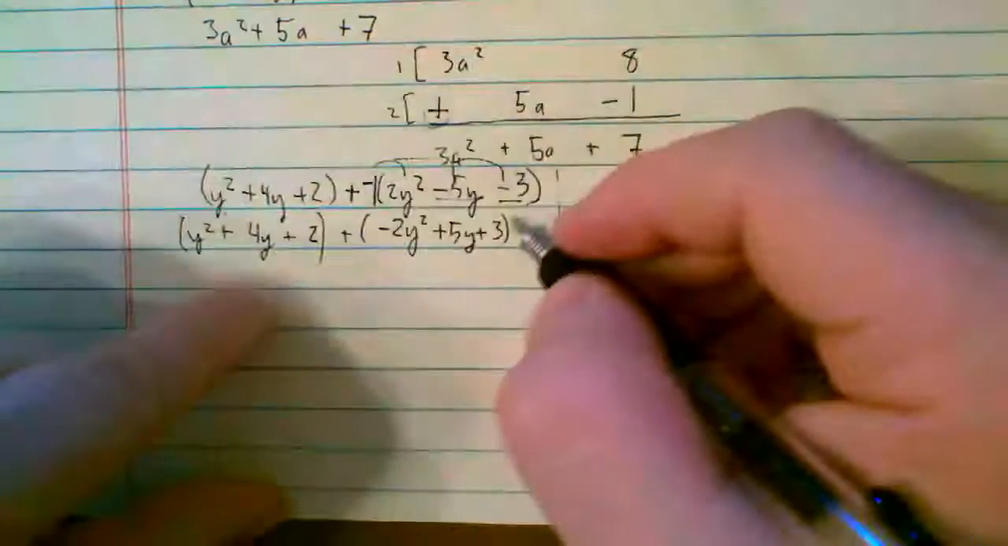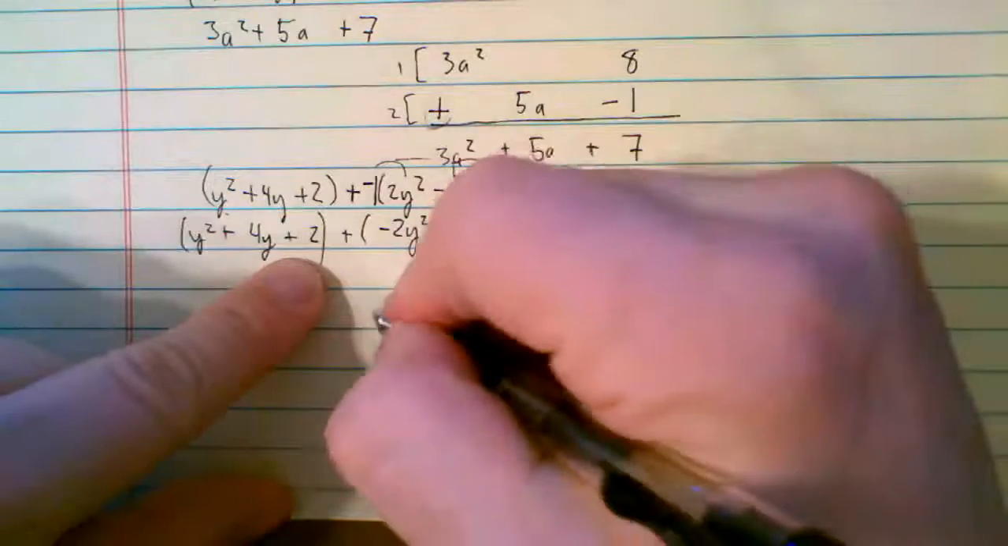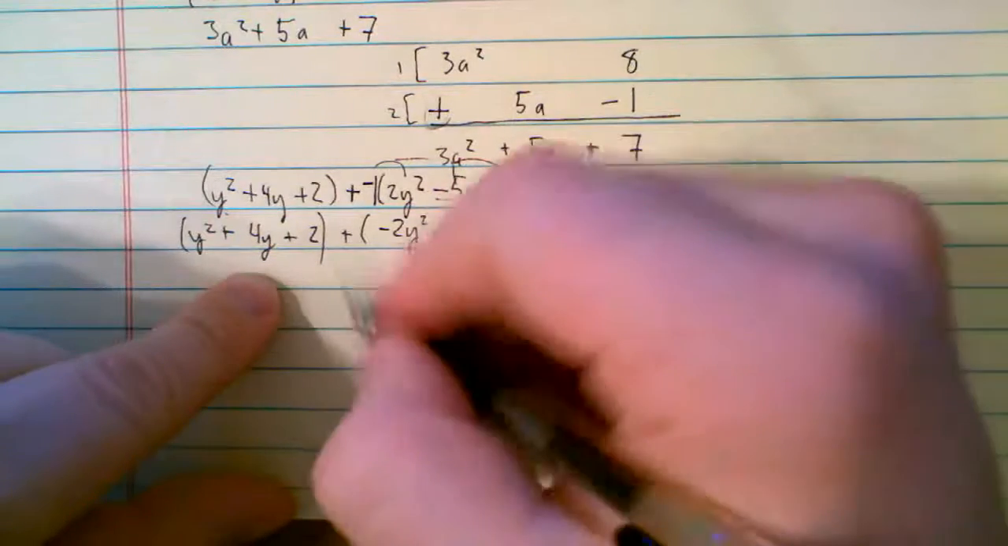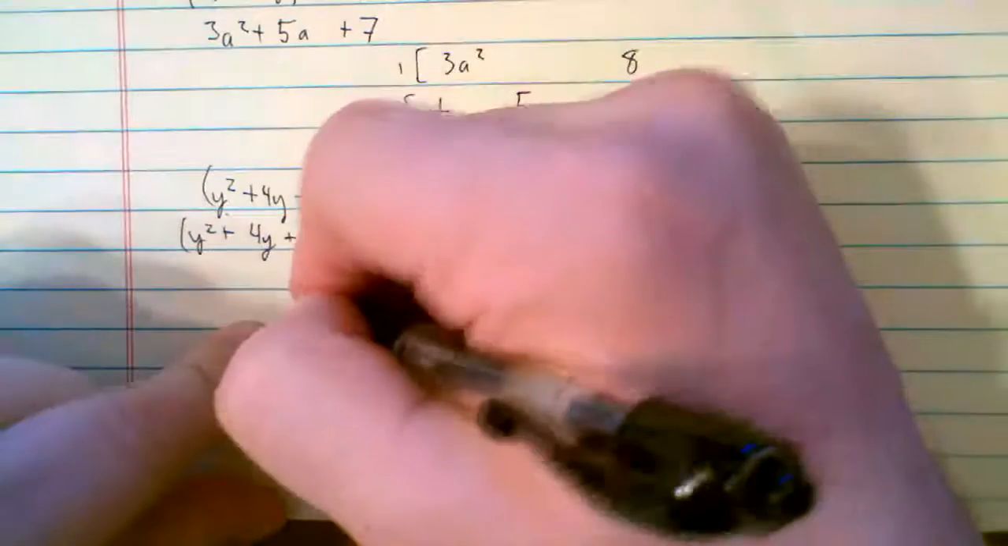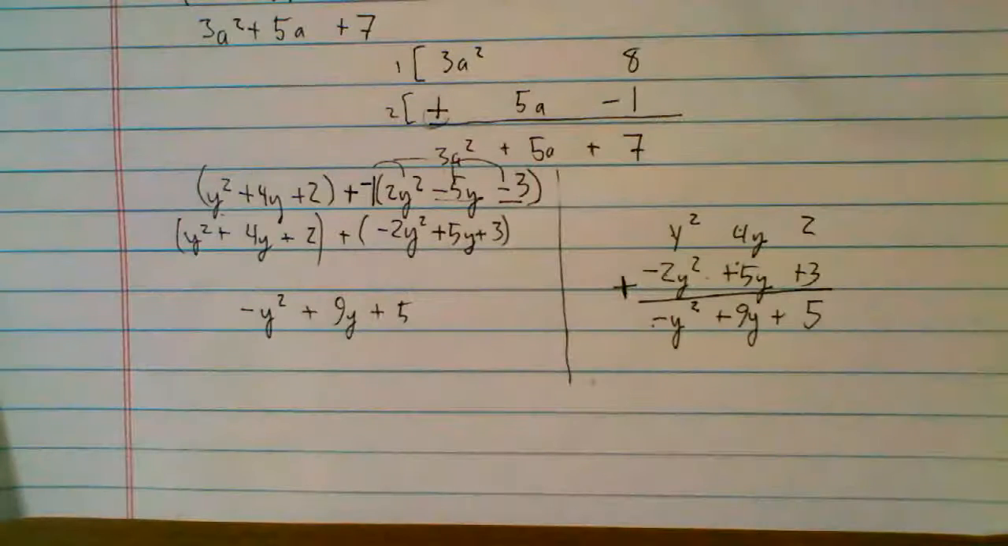In both of these methods, we'll get you the same answer. They both work pretty well. 3 plus 2 is 5, plus 5 plus 4 is 9y, plus negative y squared. When you combine them all together, you get the answer.